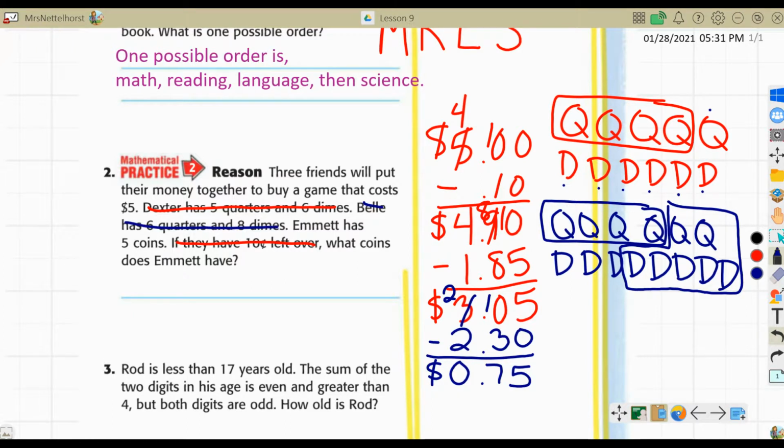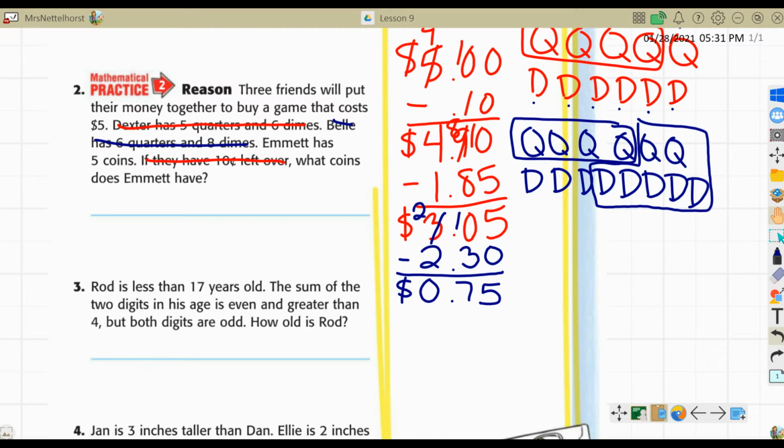I did that one. So Emmett has 5 coins. I need 5 coins that equal 75 cents. Well, I know that 3 quarters is 75 cents. So I know it can't be the 3 quarters. But I can take 2 quarters. Let me grab a different color.